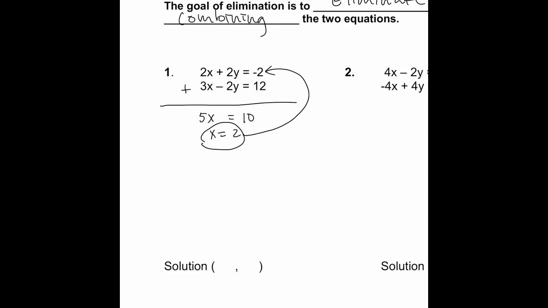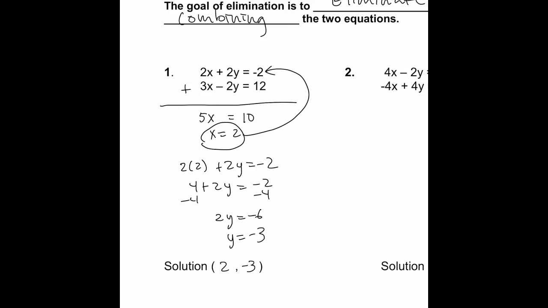So 2 times 2 plus 2y is equal to negative 2. You could plug it into the second equation, but I just decided to put it in the first one. So 4 plus 2y is equal to negative 2. Subtract 4 from both sides. 2y is equal to negative 6, which makes y equal to negative 3. So the solution is x equal to 2, y equal to negative 3.